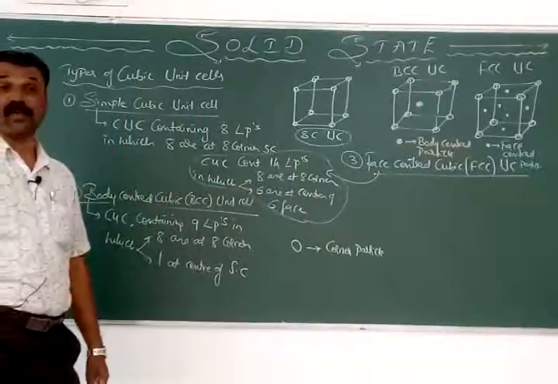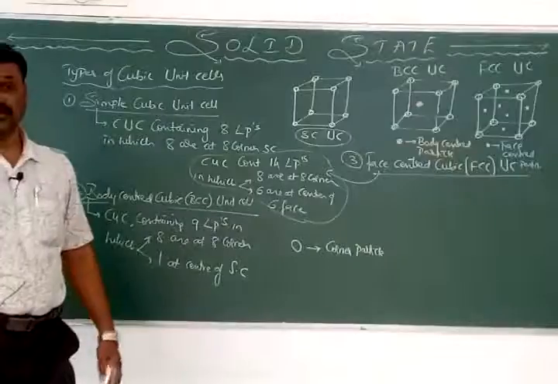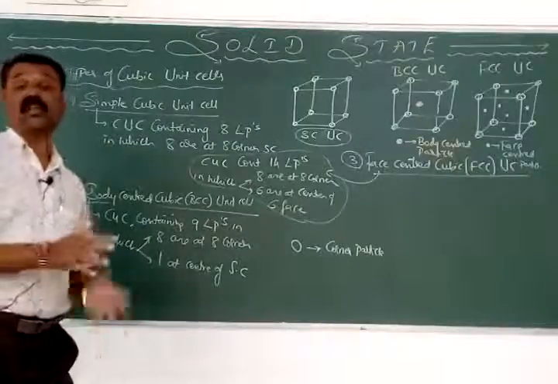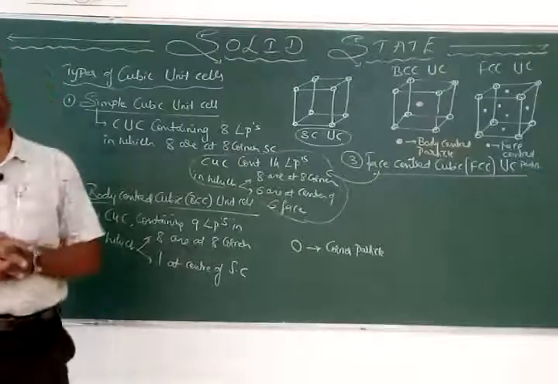Okay. So this is about the different types of cubic unit cells. That is the simple cubic unit cell, the body-centered cubic unit cell, and then the face-centered cubic unit cell.